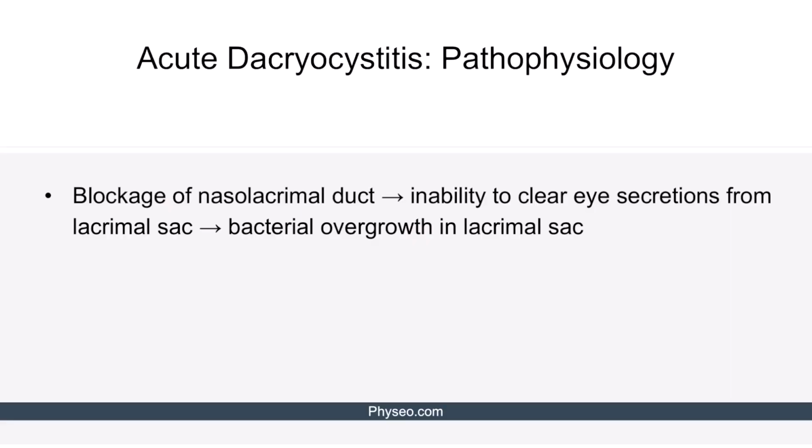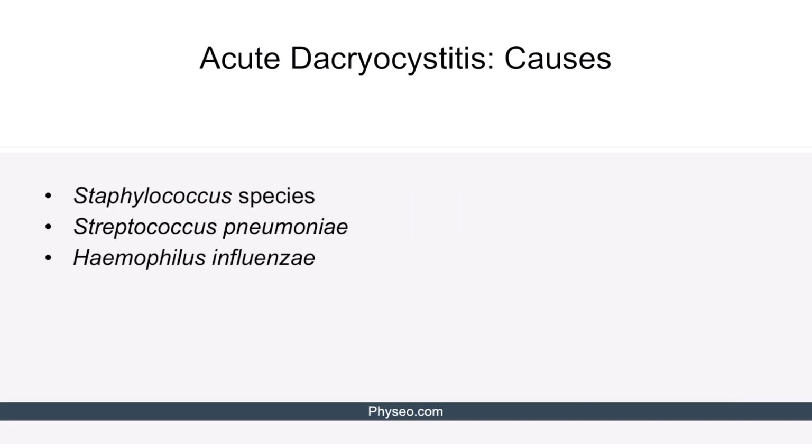Let's briefly review the pathophysiology of acute dacryocystitis. First, there is a blockage of the nasolacrimal duct. As we saw on the previous slide, the nasolacrimal duct drains eye secretions from the lacrimal sac into the nasal cavity. Blockage of the nasolacrimal duct will result in an inability to clear the eye secretions from the lacrimal sac. Therefore, there will be bacterial overgrowth in the lacrimal sac, causing acute dacryocystitis. Acute dacryocystitis is most commonly caused by Staphylococcus species. However, it can also be caused by Streptococcus pneumonia and Haemophilus influenza.